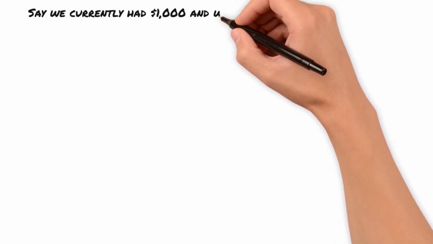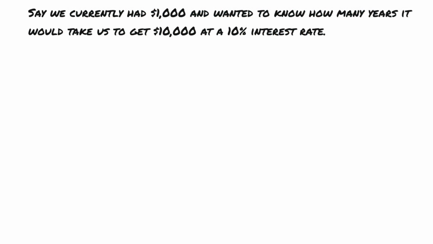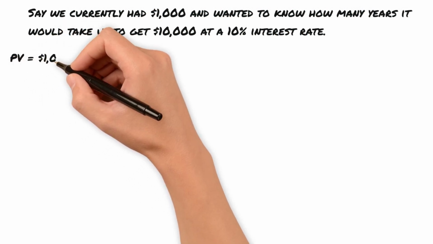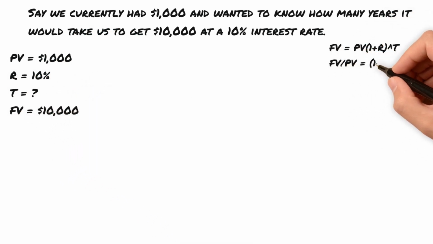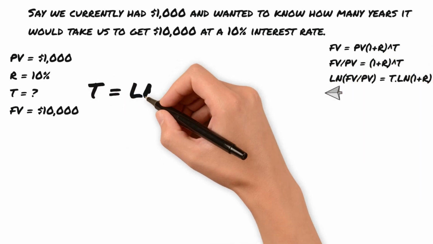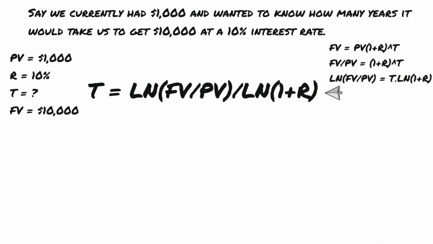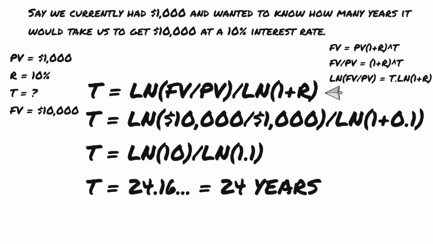Lastly, what if we wanted to find out our time period? Say we currently had $1,000 and wanted to know how many years it would take us to get to $10,000 at a 10% interest rate. This formula gets a bit more complicated than the others because we need to isolate for an exponent, and we need to use the ln function to do this. The formula is the circled one right here. The isolation method is above if you're interested. Anyways, now we plug our given values in, calculate and simplify to end up with 24.16 years. Meaning in 24 years, at a 10% interest rate, $1,000 will grow into $10,000.